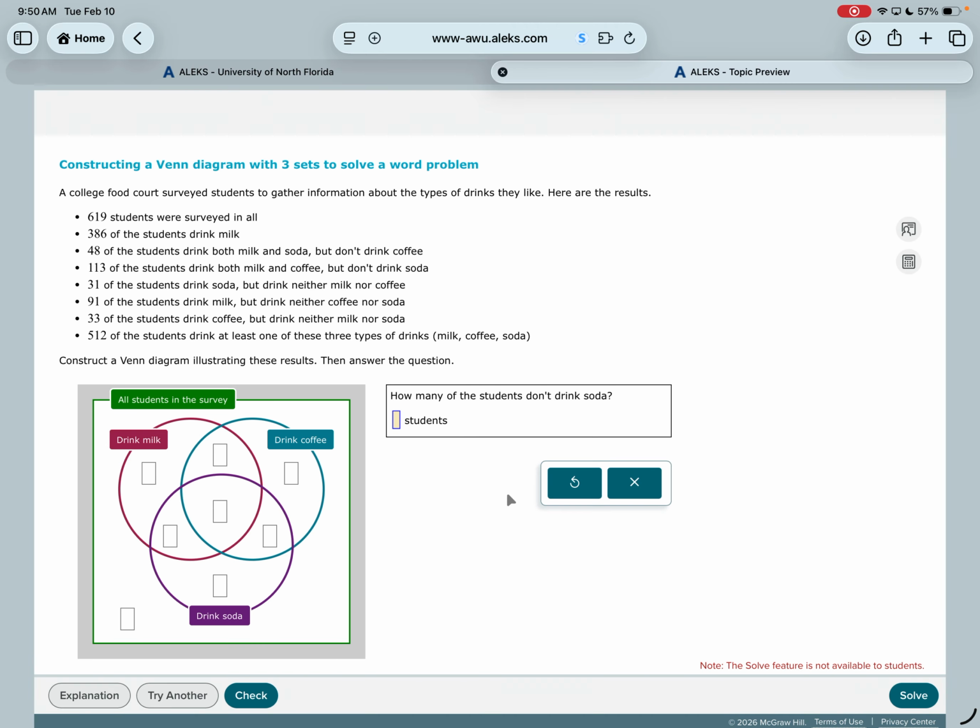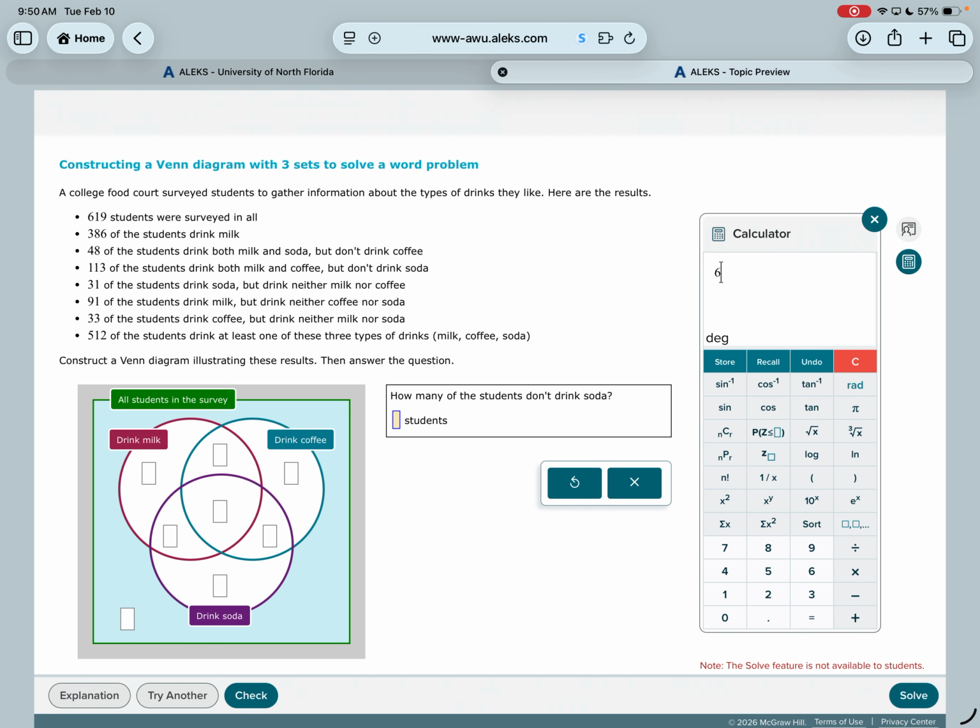There is a variation, though, here, that when you start at the bottom, it's fine to start at the bottom. It'll still work, but it doesn't give you that middle number. So 512 of the students drink at least one type. That means everything in the circle is going to add up to be 512.